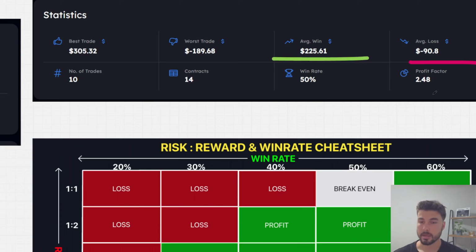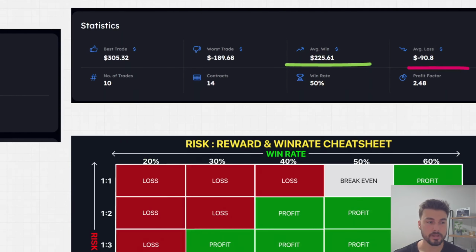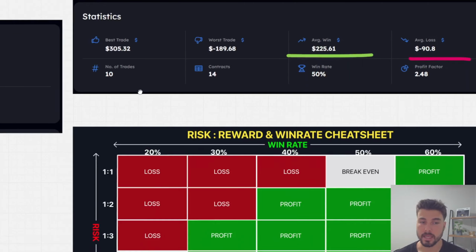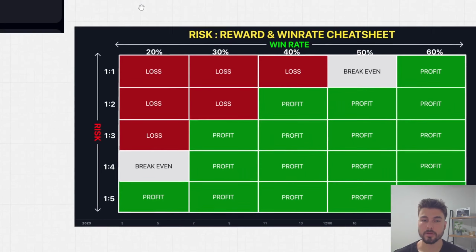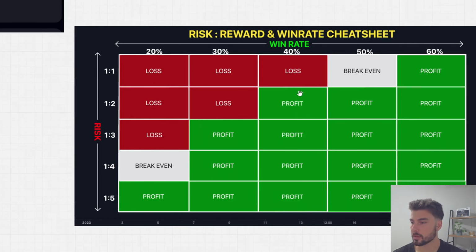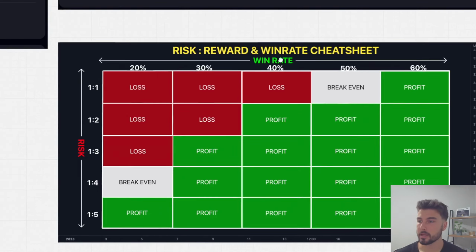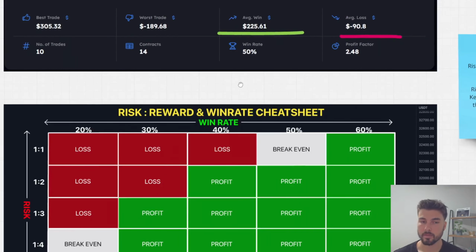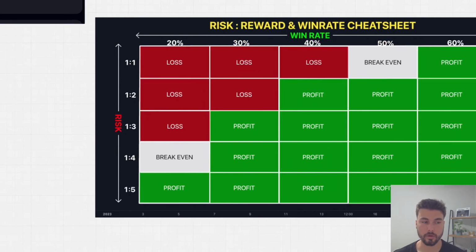Now this gives us a profit factor of 2.48. It also gives us a risk to reward of around 2.5. So when we actually apply that to a chart to see if what I'm doing is profitable, we can use something like this, right? A risk to reward calculator. Now we said that our win rate here is only 50% and the risk to reward is roughly about 1 to 2.5.